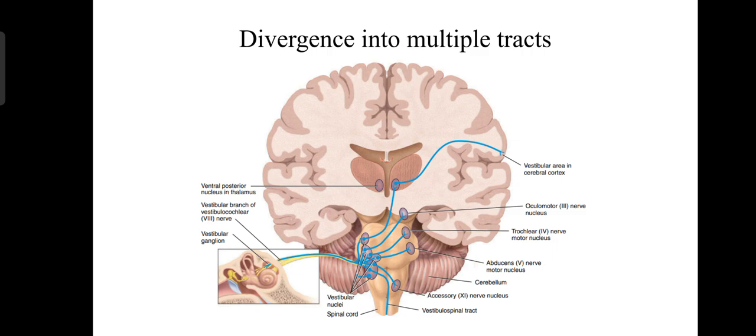It also has to reach the cerebral cortex for processing and to get perception of the position of our head in relation to space. There are so many pathways that it has to diverge into to send these types of sensory information.